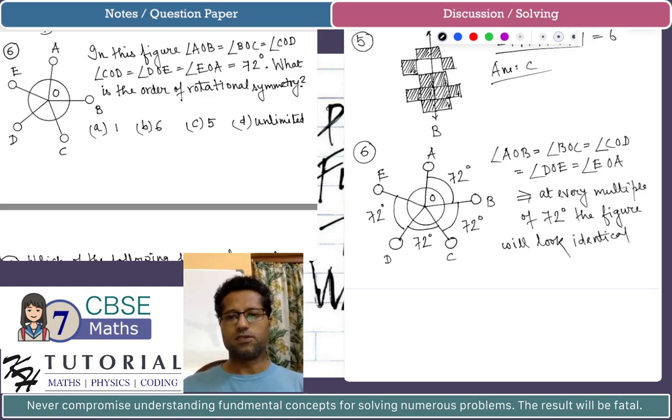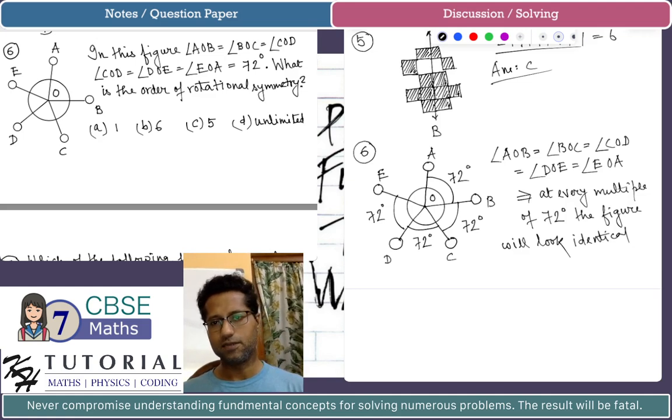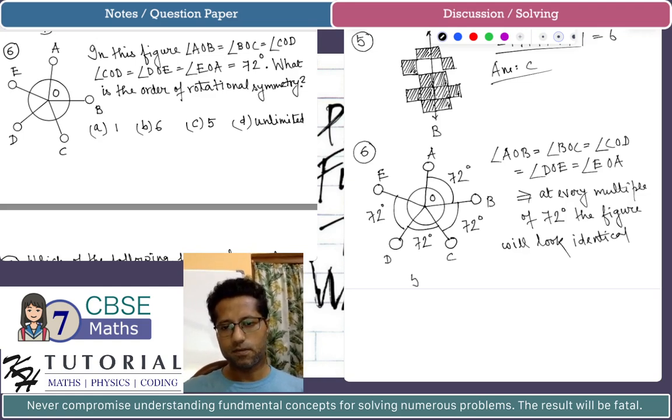Since the sticks, the circle will not matter. If you rotate the circle at any angle, it will look identical. The difference will be made by the sticks emerging out of the circle. And there are how many sticks? There are 5 sticks. And the angle between each stick is 72 degrees. Now, try to understand how. Why is the angle 72 degrees? It is because there are 5 sticks.